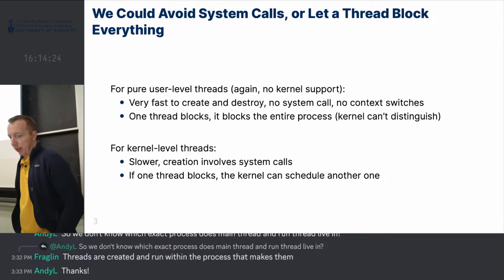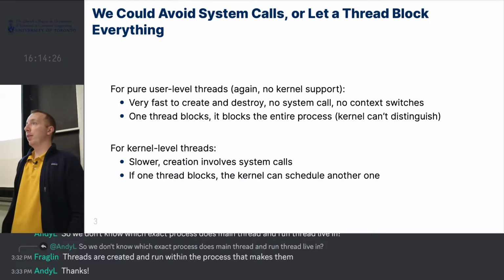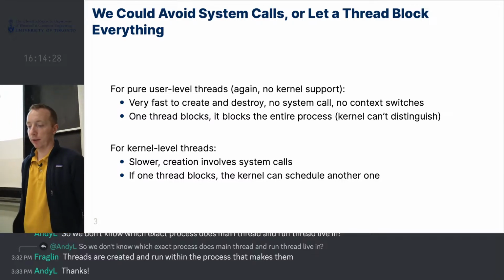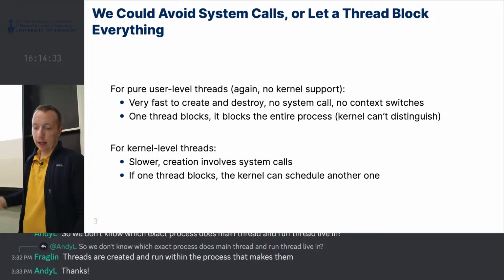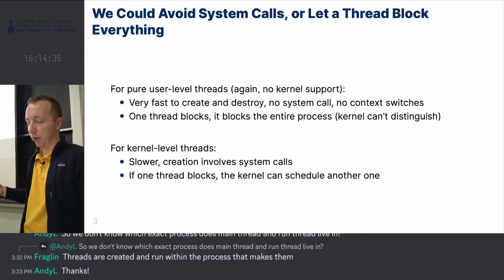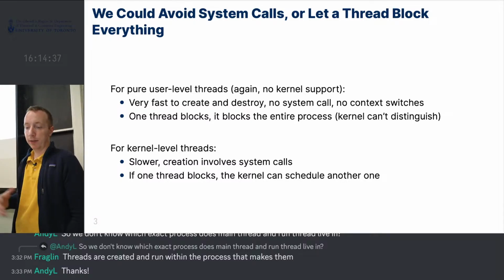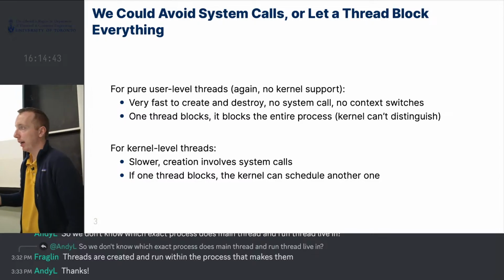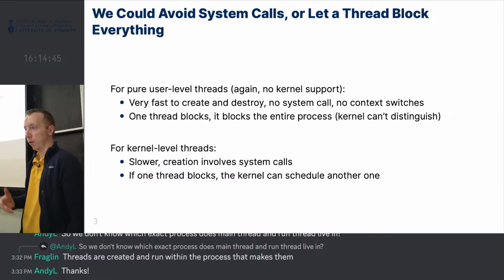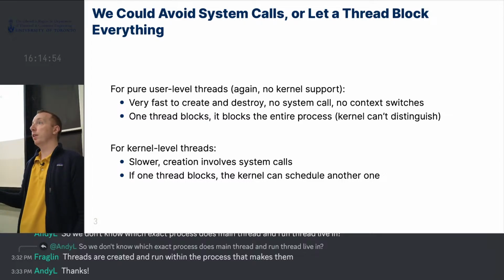So if we are doing user threads, we get to avoid system calls. And if we avoid system calls, then for pure user threads, again with no kernel support, they're going to be really fast to create and destroy. There's no system call or anything to do. You just essentially create a stack and some space for local variables. You don't have to do any expensive context switches or anything like that.